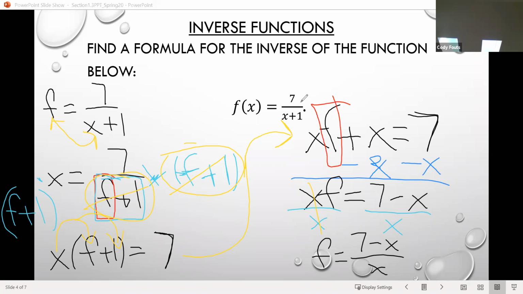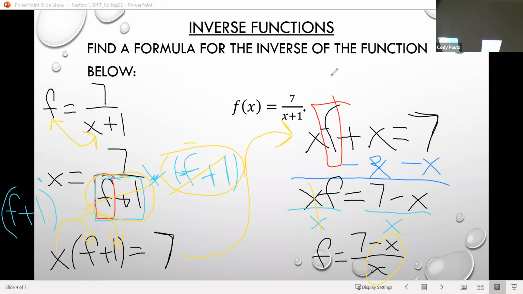And now we found a formula for the inverse. Very quickly, before we write our final answer, one thing I know some of us might be tempted to do is to try to cancel out these x's here. But we cannot do that because they're being divided, and also the x on the top is being subtracted from the 7, so that's not allowed. So this gives us our final formula.